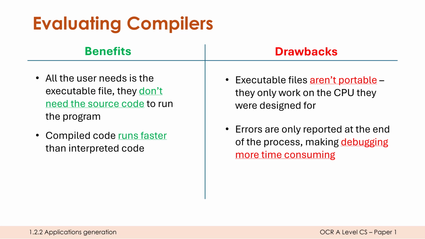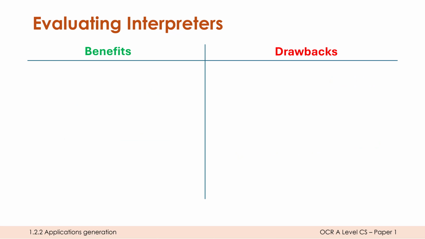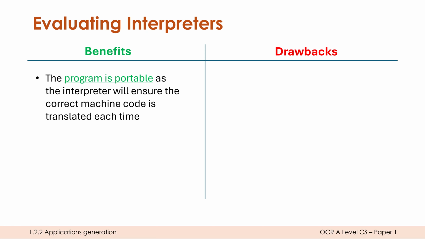I've mentioned the errors before and how they can be a little bit annoying. They're only reported right at the end of the process, which makes debugging more time consuming because you're waiting a lot of time for it to finish its work before getting told you've got a few syntax errors. Those 2 drawbacks are really the benefits of interpreters. Interpreters do allow us to make a portable program because the interpreter will ensure the correct code gets translated. And that's because the interpreter is translating the code every time it runs. Therefore, if you move computers, it will just translate to the correct machine code of that particular computer. And because we are running the code straight after translation, errors get reported as soon as they are encountered. That makes debugging and development of programs a little bit less frustrating.